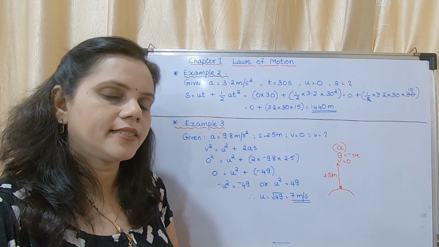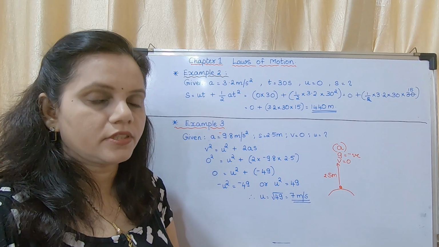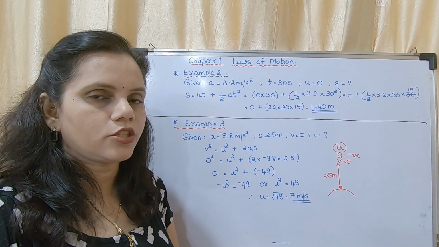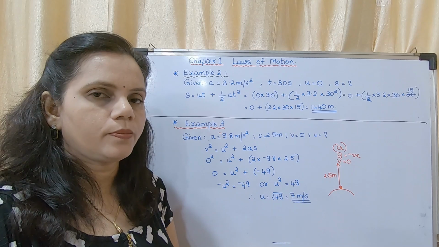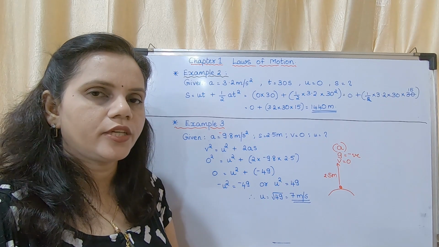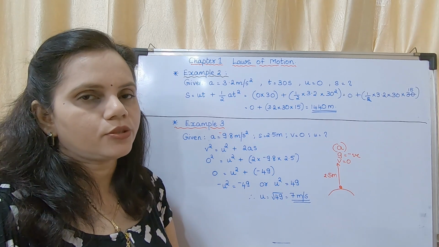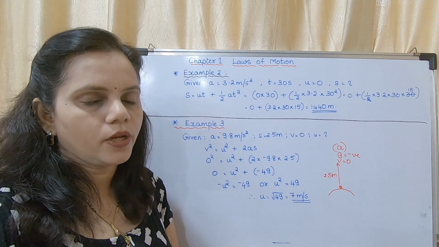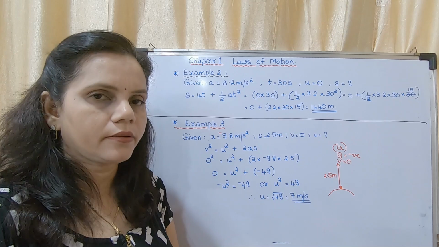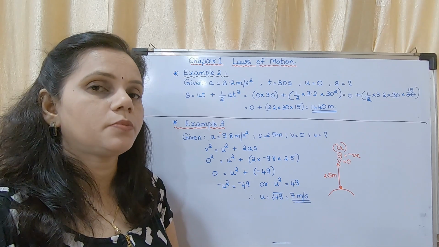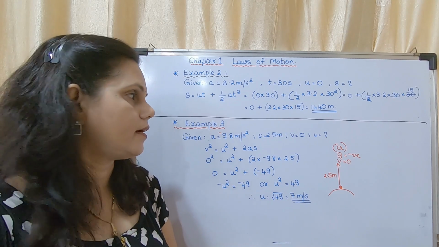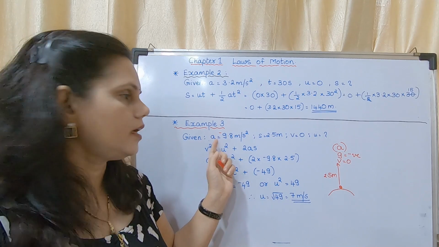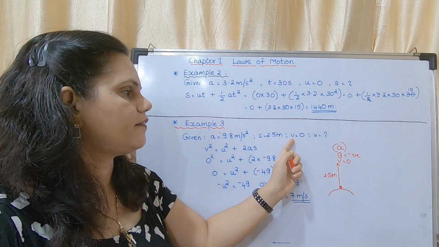Okay, in all the three equations there is u. Which equations? All the three equations of motion: v is equal to u plus at, s is equal to ut plus half at square, and v square is equal to u square plus 2as. In all the equations there is u. You can find it by any equation, but we must see what has been given, what we have in our hand. So we have a, s and v.